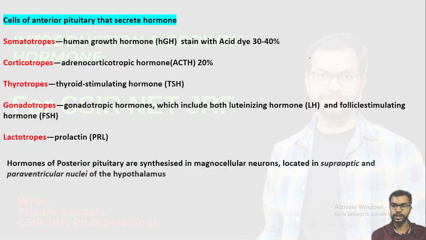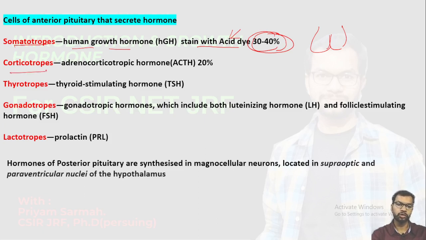Next, I have already told you that the hormones of the anterior pituitary are synthesized in the cells of the anterior pituitary itself. So, what are those cells? Somatotrophs. They secrete human growth hormone. They account for around 30 to 40% of the total cells of the anterior pituitary, and these cells can be stained with acid dye. If we want to stain the somatotroph, we have to use acid dye.